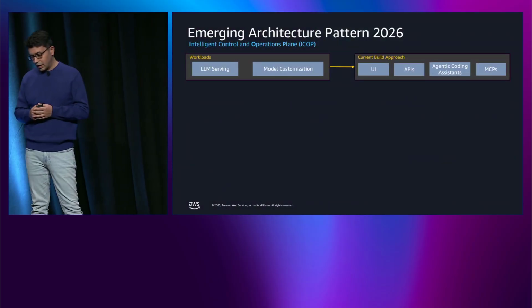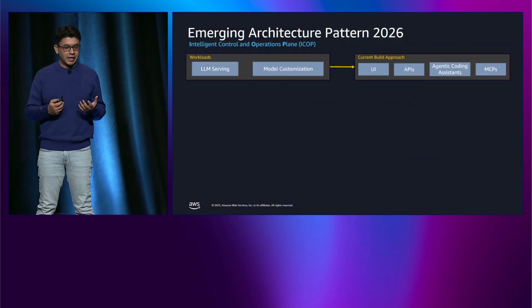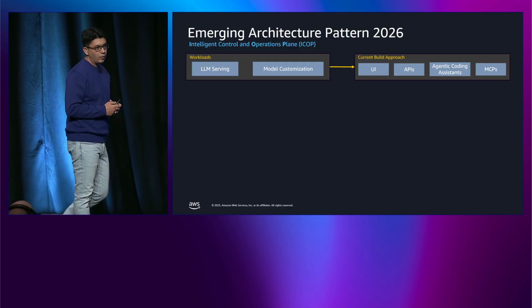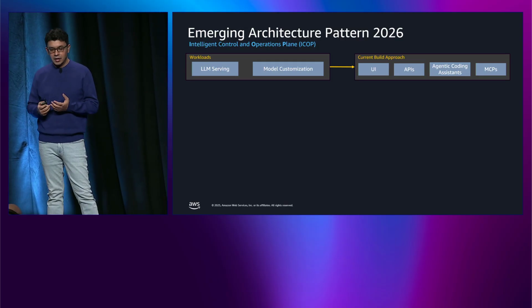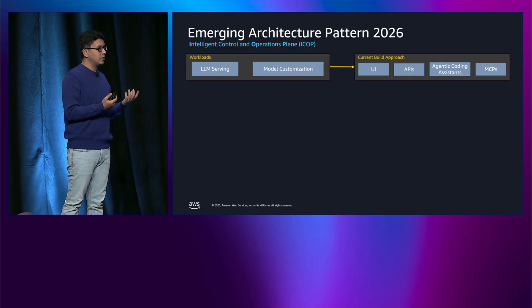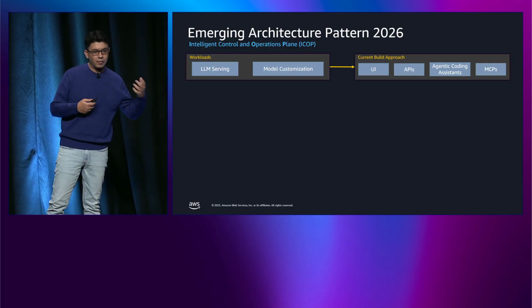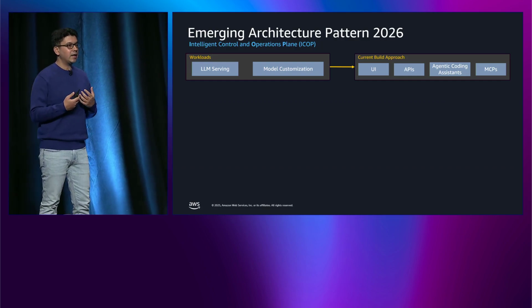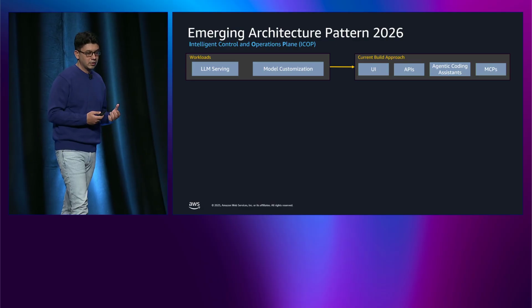What we are presenting to you is what we call the Intelligent Control and Operations Plane, ICOP, in short. What does this actually mean? Imagine you have workloads like, for example, LLM serving and model customization that we presented to you. What is our current experience to deploy these workloads?